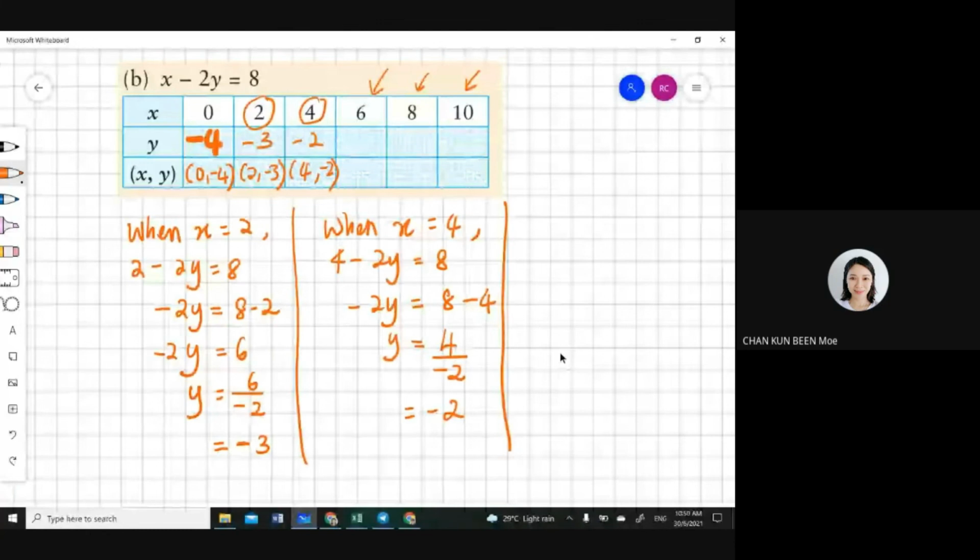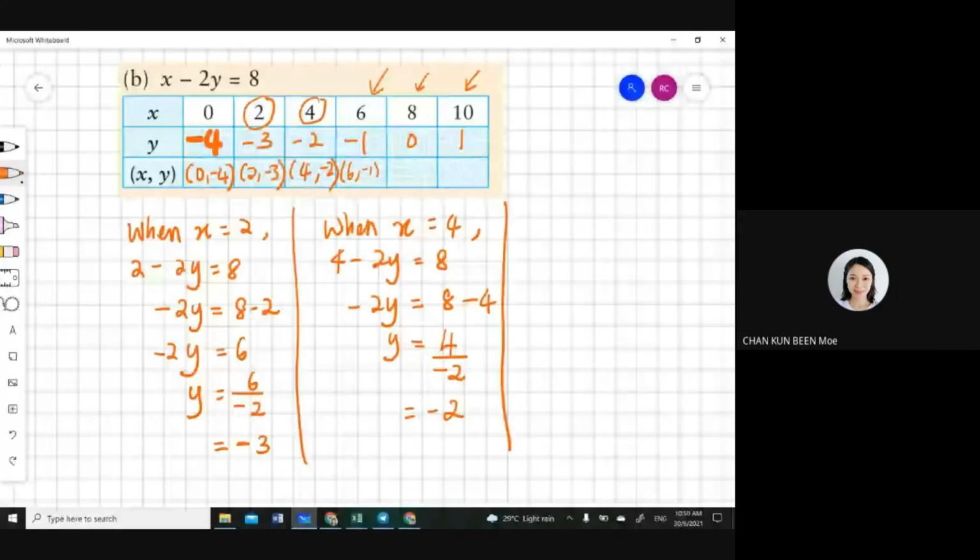Very good. It's correct. But then if you observe carefully, you see 0, 2, 4, 6, 8. There's a pattern, right? And then you see the answer, negative 4, negative 3, negative 2. Yes, the pattern will be negative 1. What about the next one? After negative 1 is? 0. After that, this one is? 1. Then we fill in all the ordered pairs. 6, negative 1. 8, 0. This is 10, 1.